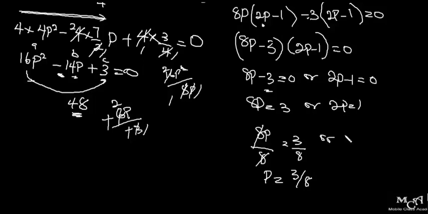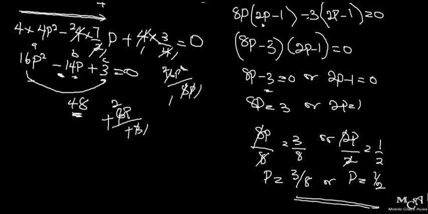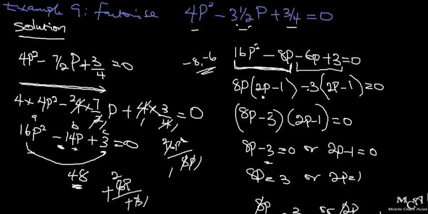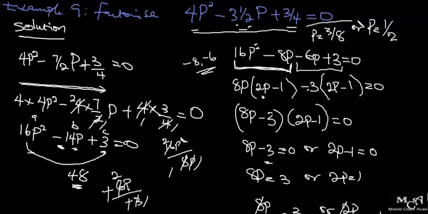Or, I want the p to stand alone, therefore I'm going to divide through by 2. So I have my 2p over 2 equals 1 over 2. So 2 cancels 2, I'm left with p equals 1 over 2. So my p equals 3 over 8 or p equals 1 over 2. So that's the answer to this question we have up here. The factorization of this question will give me p equals 3 over 8 or p equals 1 over 2. So this is the answer.